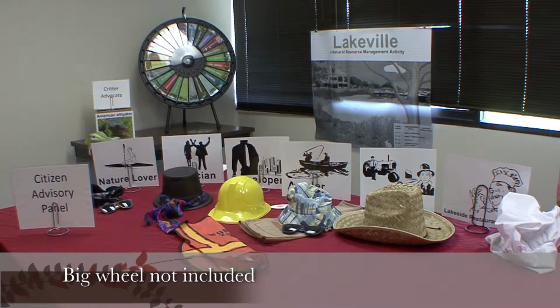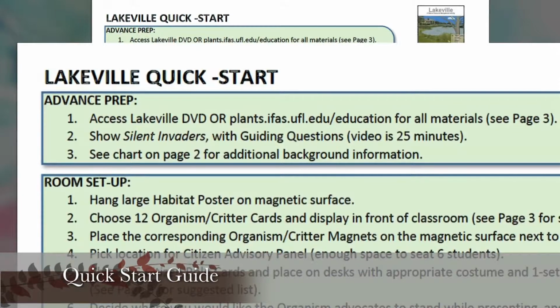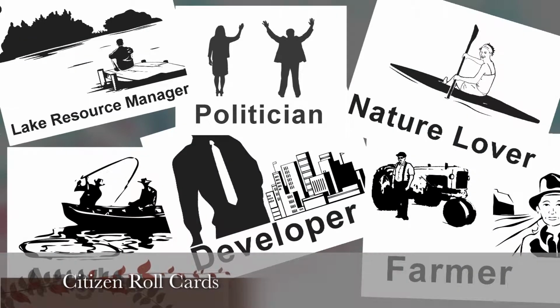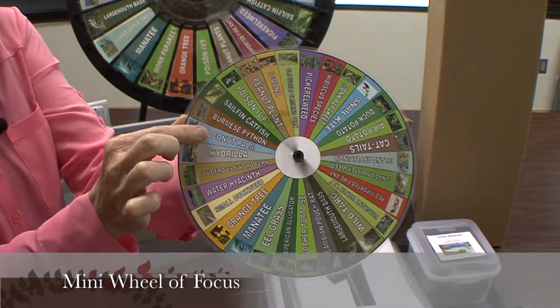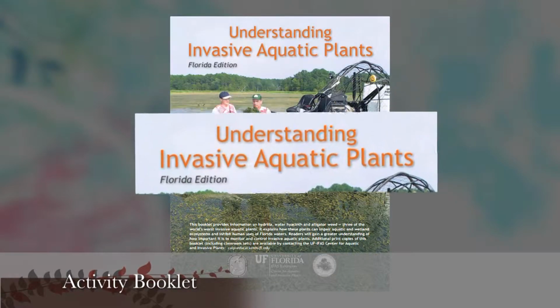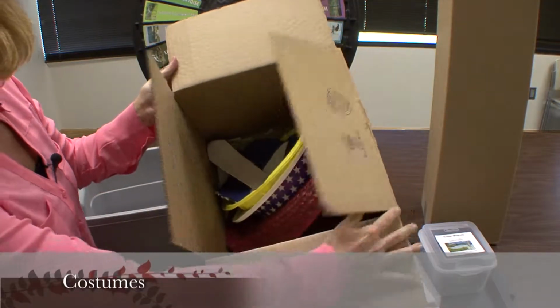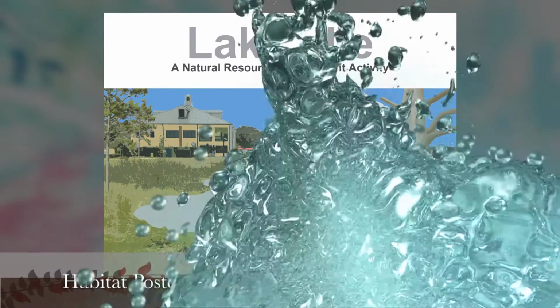Your Lakeville teacher kit comes with a Lakeville Quick Start Guide. Use it to follow along with this instructional video. It also includes a unit guide with lesson plans, citizen role cards, organism role cards, scorecards, organism magnets, a mini wheel of focus (big wheel not included), a classroom set of activity booklets, Understanding Invasive Aquatic Plants, costumes for the citizen advisory panel, and a large format habitat poster of Lakeville.